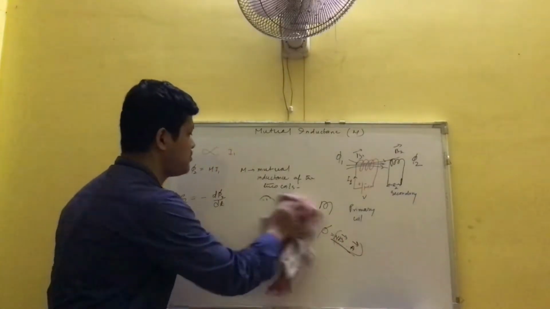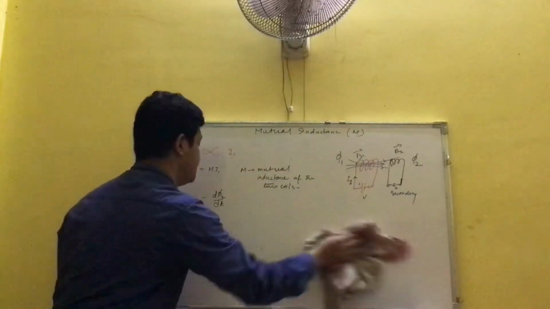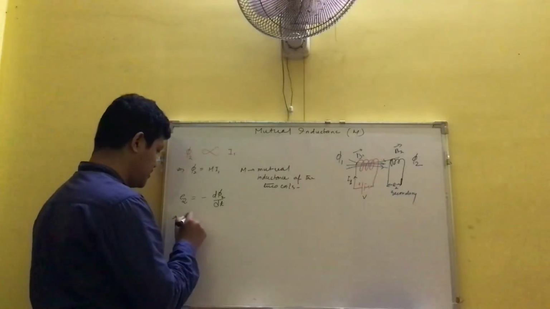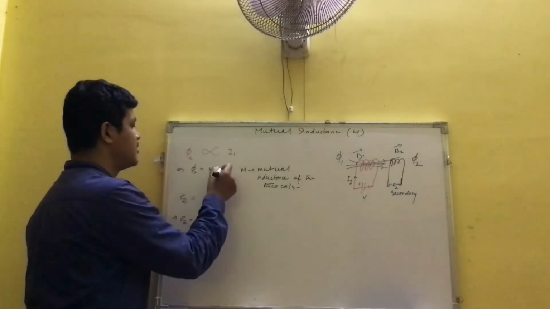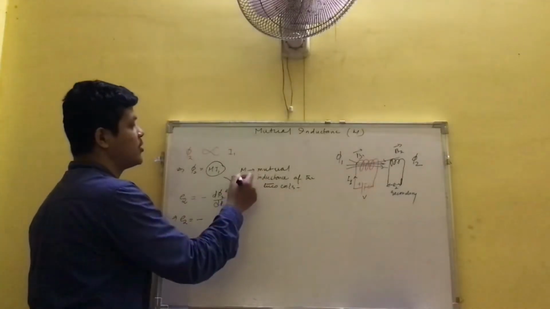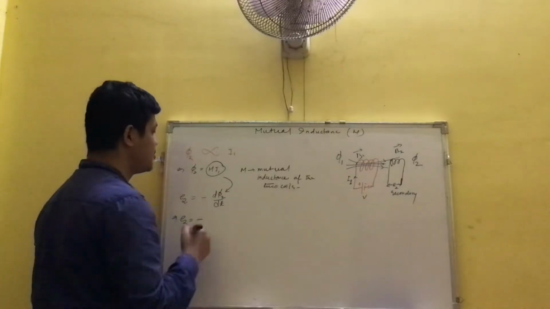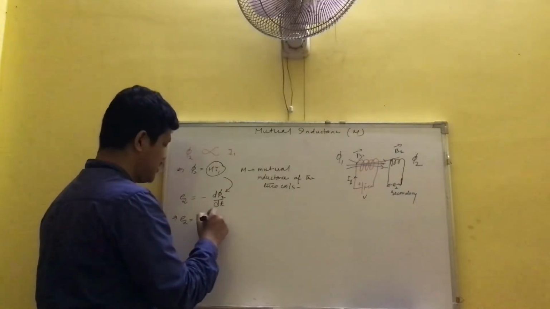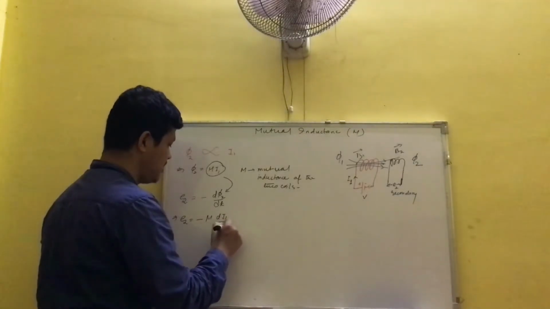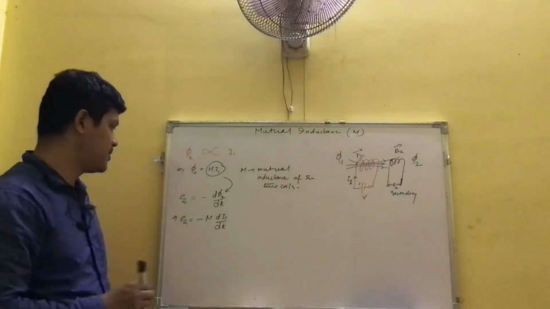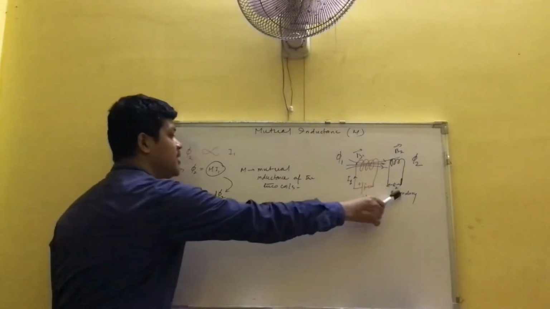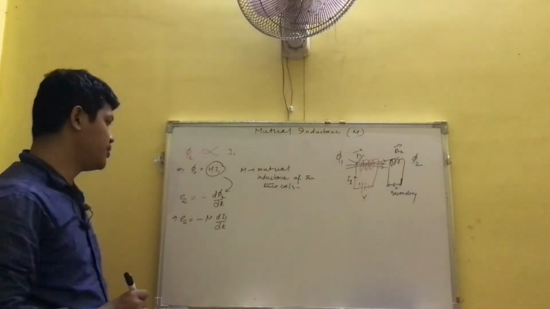Now here you see E2 is equal to minus d phi 2 by dt, and phi 2 is M I1. Let us put here. M is a constant which is known as mutual inductance of the two coils. So that's why we can write E2 is equal to minus M dI1 by dt. Right? So this is the EMF induced in the secondary coil. So hope you have understood.